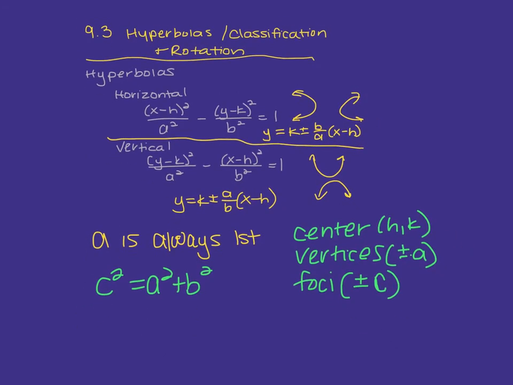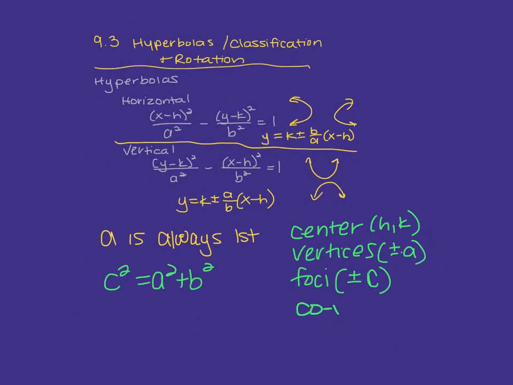And then to get the little box, so the co-vertices, you're adding and subtracting the b from your major axis. For the asymptotes, I know we have to probably figure it out. But do we have to graph it correctly? No, you can use a little box.